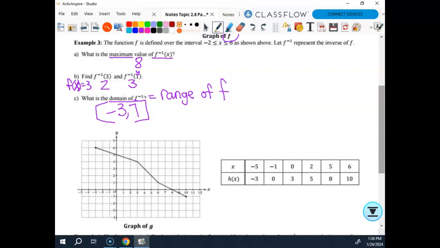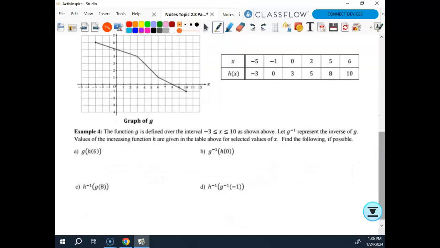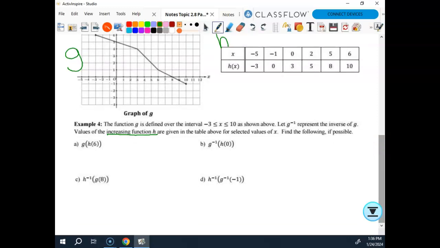So now we're going to kind of mix the two kind of things together here. We have this graph. Let's read and see what it says here. It says that the function g is defined over the interval from -3 to 10. Okay, that's good. And it's shown here. G inverse is the inverse of g. Good. So this is the function g. I'm going to write it big so I don't mess these up. Values of the increasing function h are given. So since it's increasing the whole time, that means that the inverse will also be a function, and this is h. We're going to find the following if possible, because remember, some things may not be possible if they're not defined for me. All right, so I want g of h of 6.